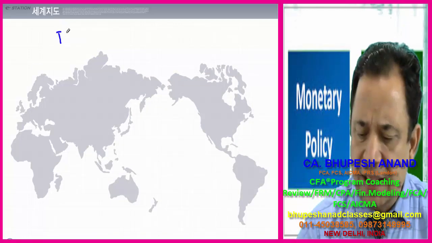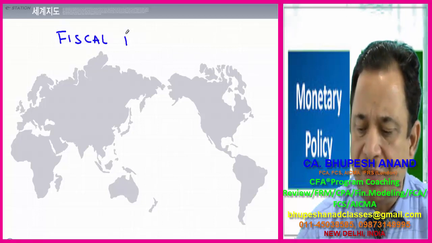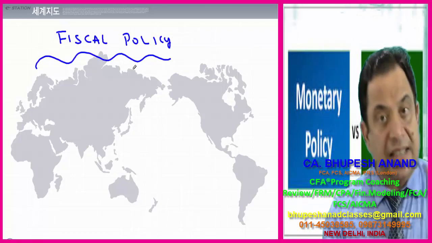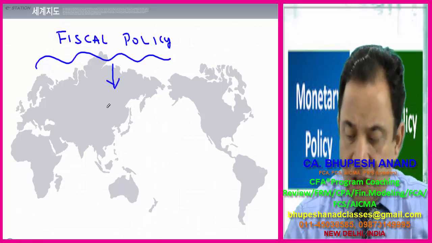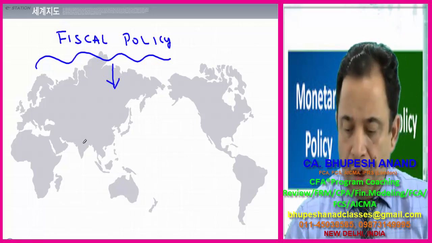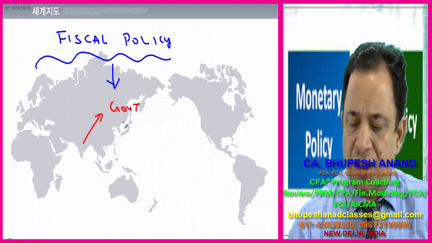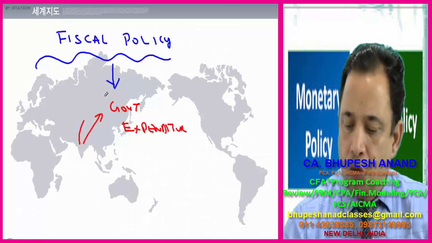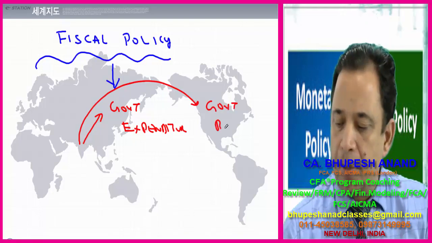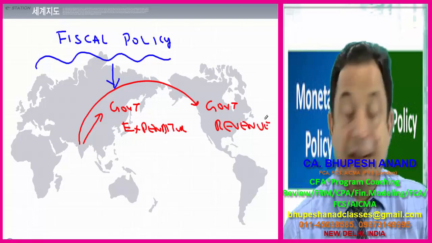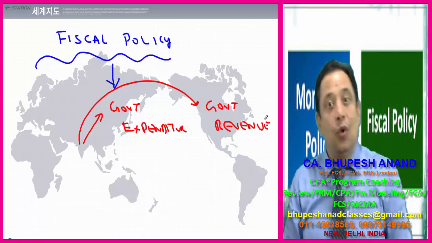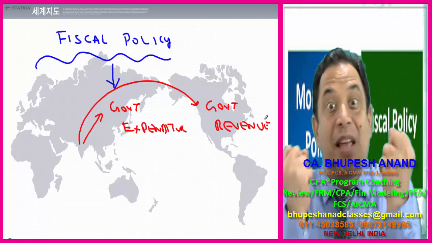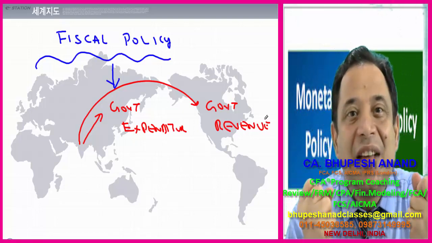The first tool is named fiscal policy. Every country frames a policy named fiscal policy. When I say fiscal policy, it is a true picture. It is a blueprint of what the government expenditures are, what they are planning to spend this year or what they have already spent, and what the government revenue is. It means a blueprint of government expenditure and government revenue. That blueprint, that planning, is named fiscal policy.